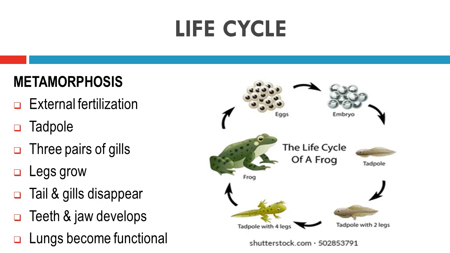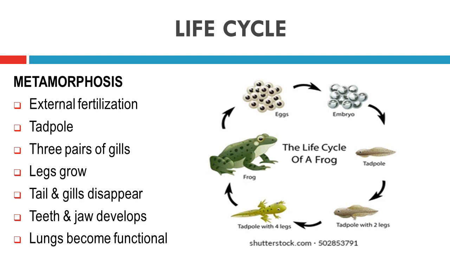and the sperm cells takes place in the water. First, the frog lays the eggs, and after fusing with the sperm cell, it becomes an embryo. Then the embryo becomes a tadpole larva. When the tadpole larva grows, it produces 3 pairs of gills, because in the tadpole stage it survives inside the water. So it needs the gills for its respiration, so it produces 3 pairs of gills.